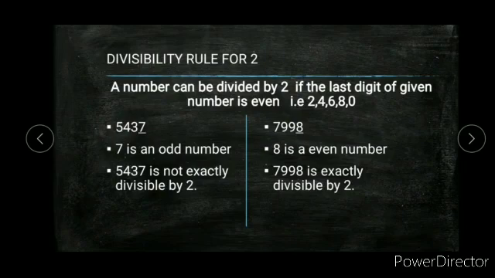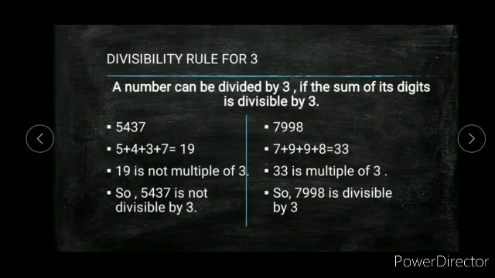whereas the other number 7998 is having 8 as unit place. So 8 is an even number. So the number 7998 is exactly divisible by 2. Divisibility rule for 3. Now for this, suppose a number is given to you, that is 5437.